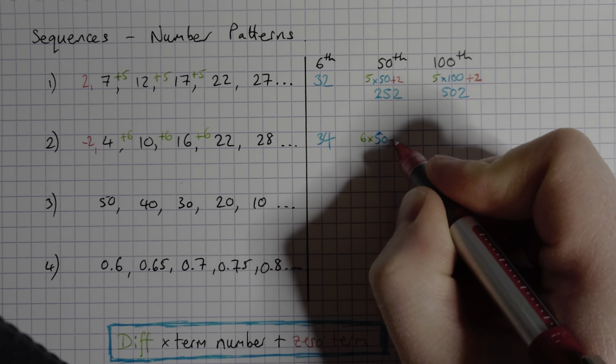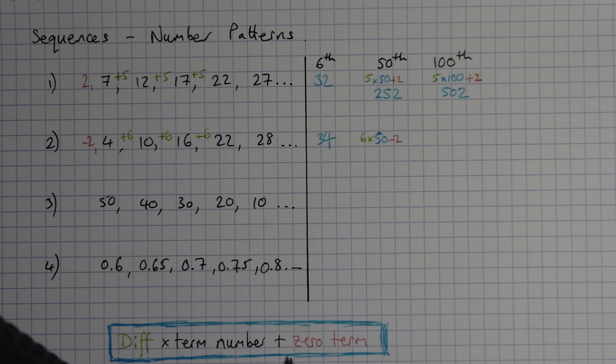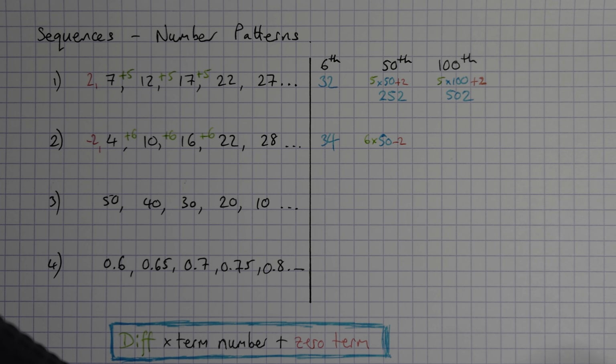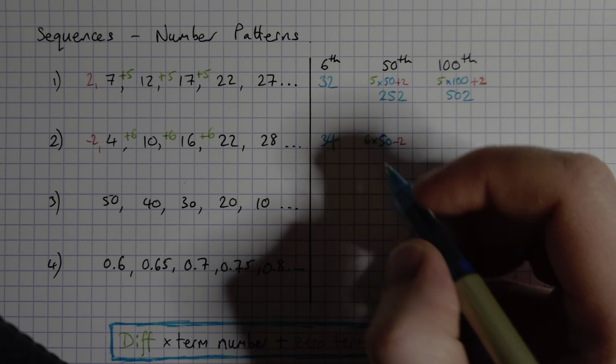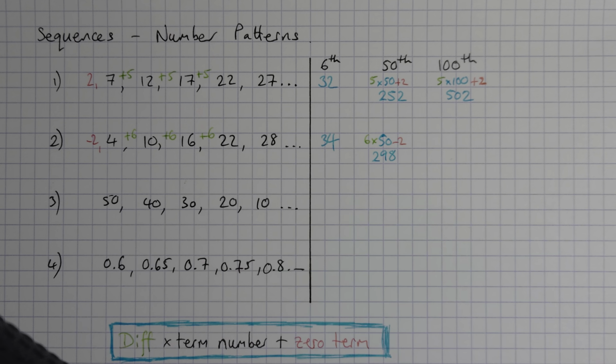Therefore, 6 times 50 minus 2. You can put add minus 2 if you like, but no need. If you add minus 2, that's the same as taking away 2. So what do I get? 6 50s are 300. Take off 2, 298. So I think the 50th term in question number 2 is 298.